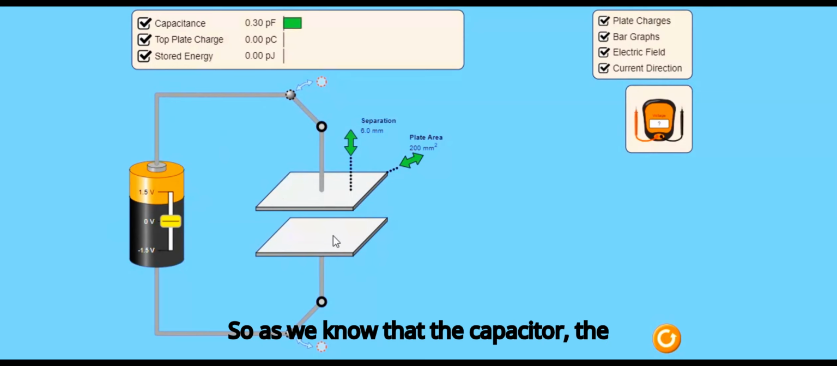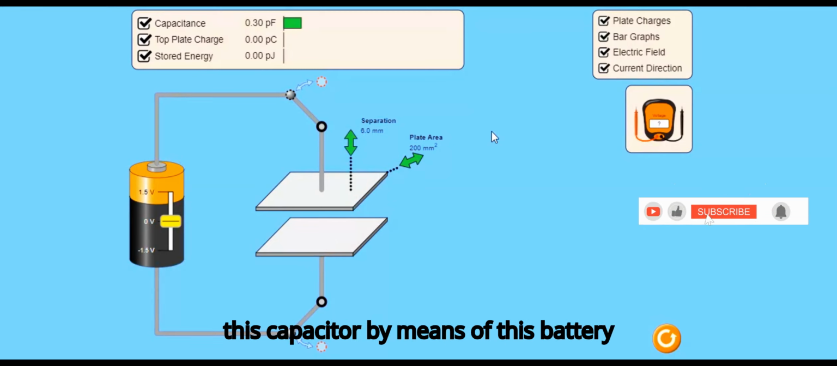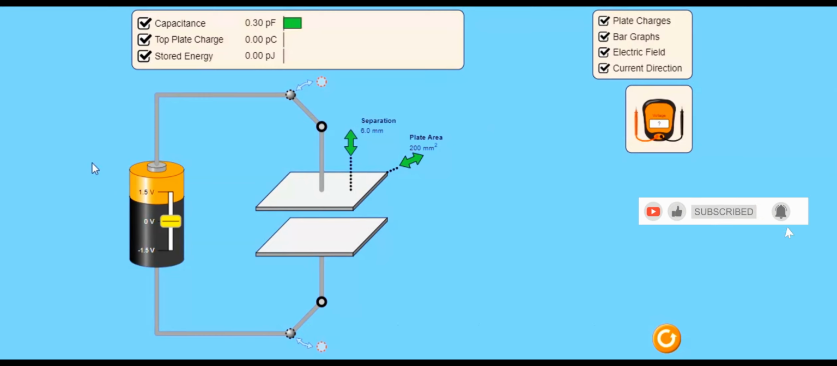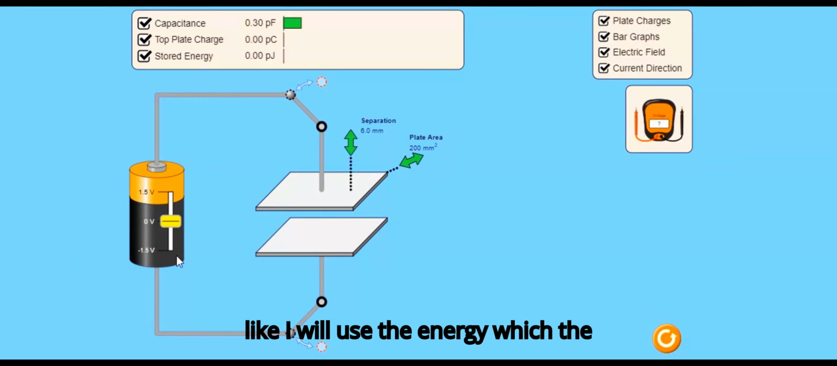As we know, the main role of a capacitor is to store charge and electrical energy. First of all, I am going to charge this capacitor by means of this battery, and then I will discharge it, using the energy the capacitor has stored to light a bulb. I will also discuss how three factors affect the capacitance of the capacitor. So let's start, for example, if I increase the voltage of the battery.